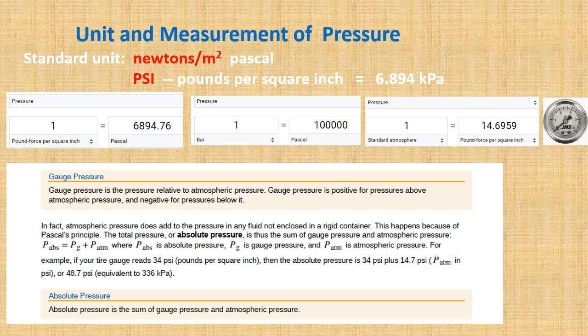So more often we use PSI as our unit, pounds per square inch. Actually, that's a relatively large pressure. So you think about 1 pound force per square inch, which is like 6,000 some Pascal. You can say around that. You have 1 pound on 1 square inch, so you feel how strong that is.